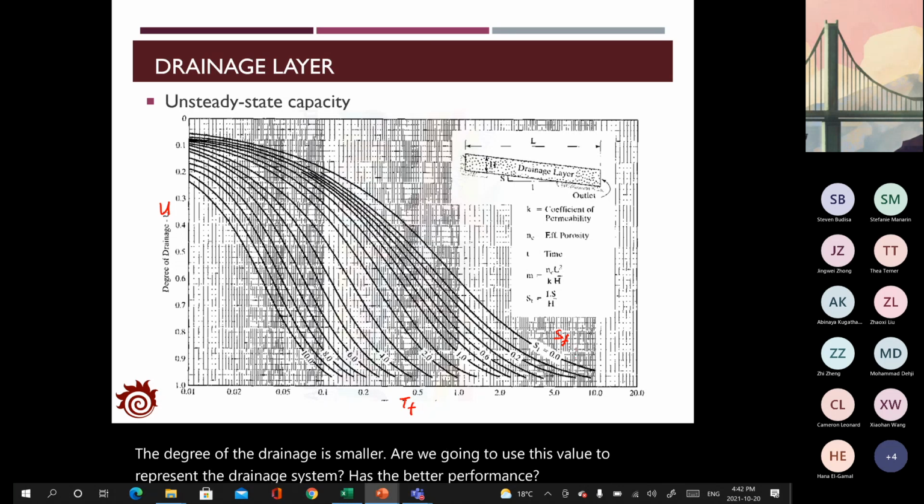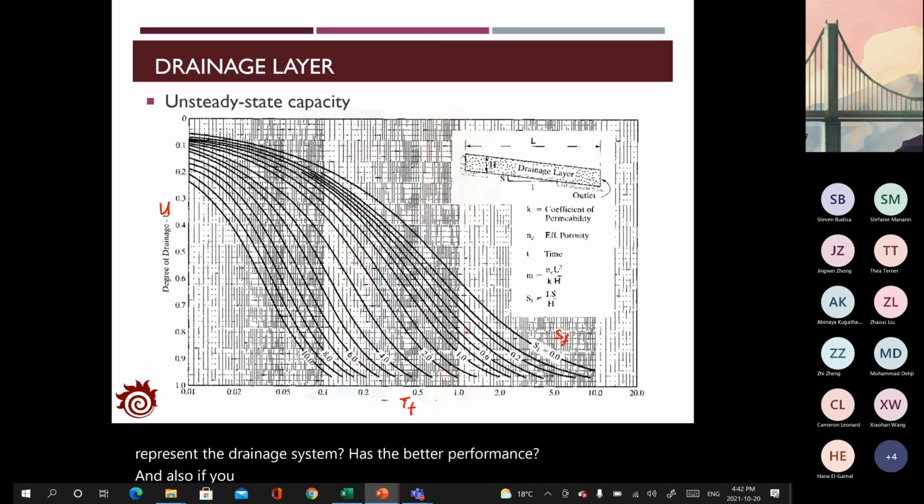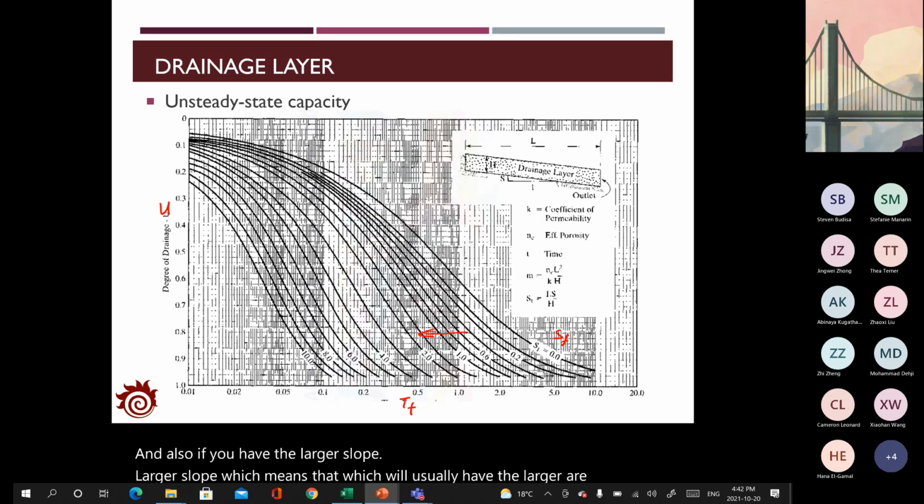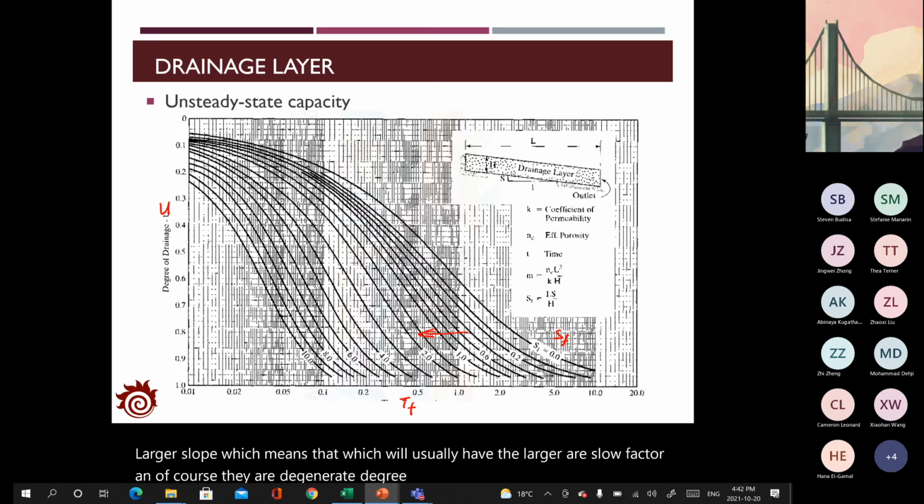And also, if we have the larger slope, which will usually have the larger slope factor, of course the degree of the drainage will also be smaller, and with that you have the better performance of the drainage.